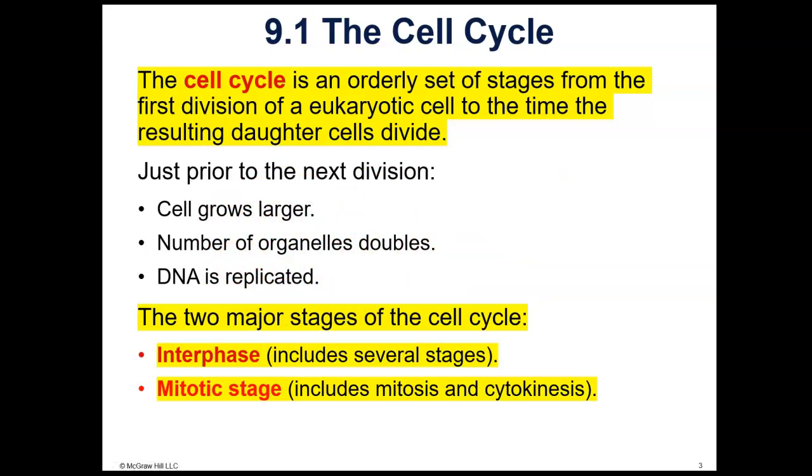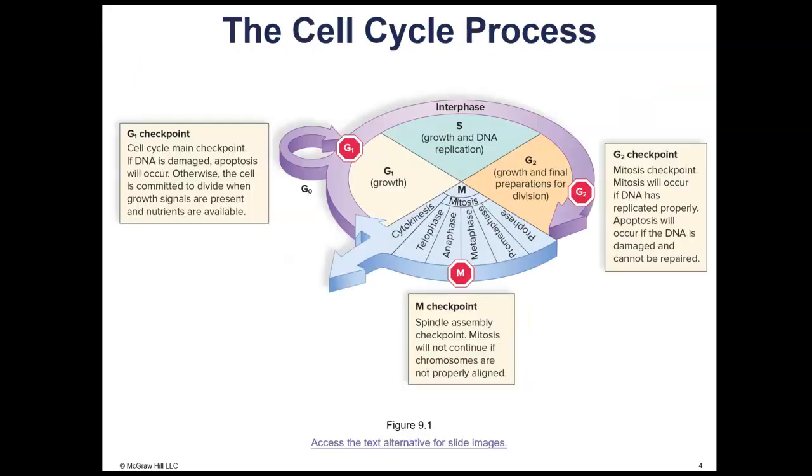There are 2 major stages of the cell cycle. There's interphase, which includes 3 stages, G1, S, and G2, and really it includes 4 if you count G0, which is the stage that cells go into when they aren't going to divide again. So interphase has 3 stages. The mitotic stage, or the M stage, is the actual cell division part, and it includes mitosis and cytokinesis.